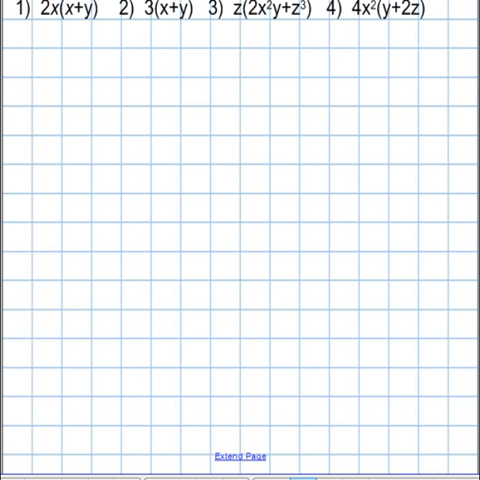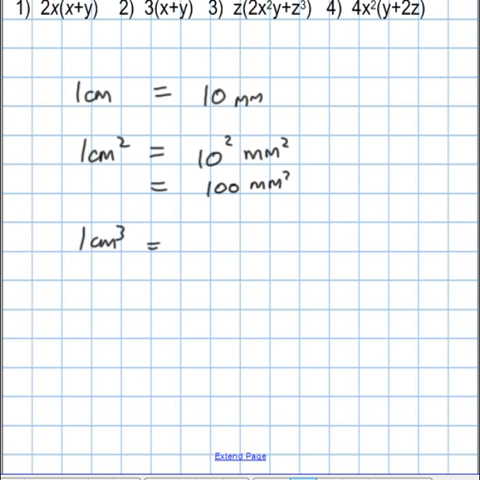Now, just before I go, quick reminder, easily forgotten facts. It's all to do with converting units. 1 centimeter equals 10 millimeters. But 1 centimeter squared equals 10 squared millimeters squared. In other words, it's 100 millimeters squared. And 1 centimeter cubed equals 10 cubed millimeters cubed. In other words, it's 1,000 millimeters cubed.